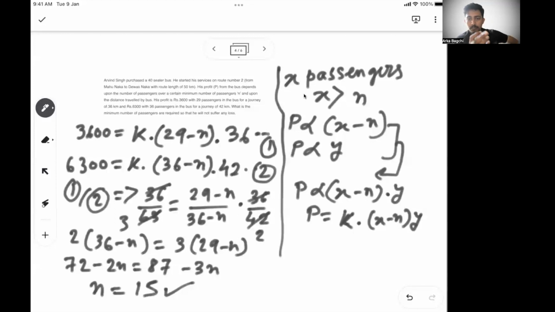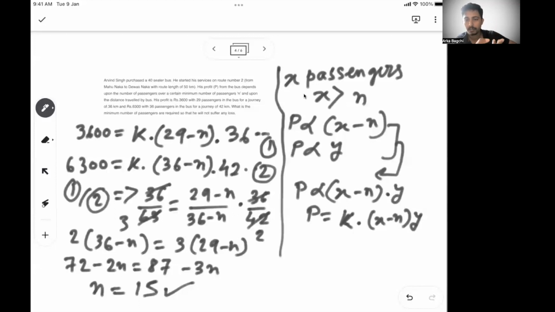So again, what we did, the main part of the problem is to get the profit right. Once you get the equation of the profit, profit is basically your number of passengers minus the minimum number of passengers required to get the profit, into the distance that they have traveled. They have not said typically varies directly or something, but this is something for you to understand and write the understanding of the variation. Obviously, the more the number of passengers above the minimum level, the more the profit. So it has to vary directly.